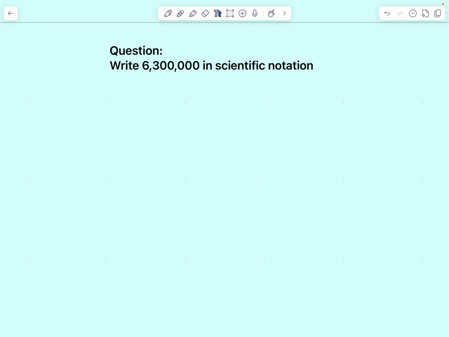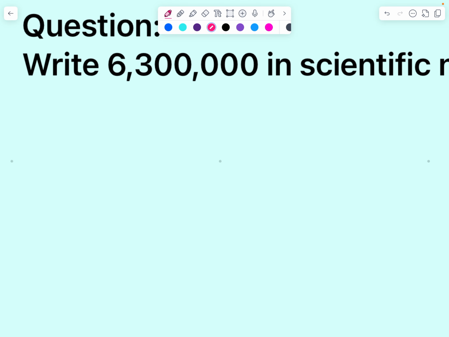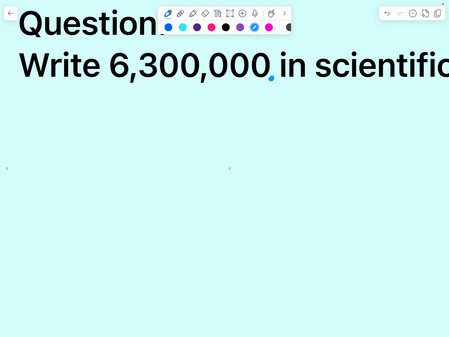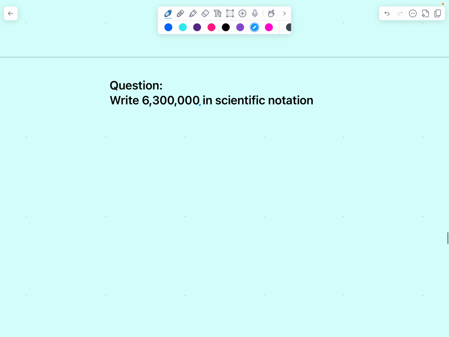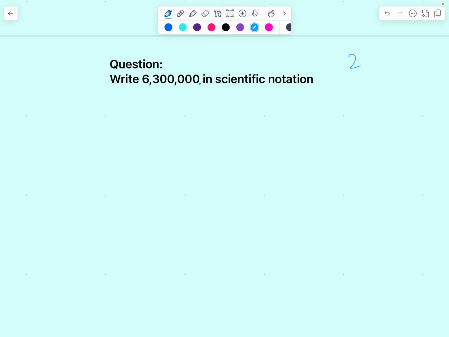So we have: write 6,300,000 in scientific notation. First things first, ask yourself, where is the invisible decimal point that they don't really talk about? Right here, at the end of the number, because they didn't put one in there. It's like $250. Where would the decimal point be if I had $250? At the end right here. That would represent that I have no cents. All right?